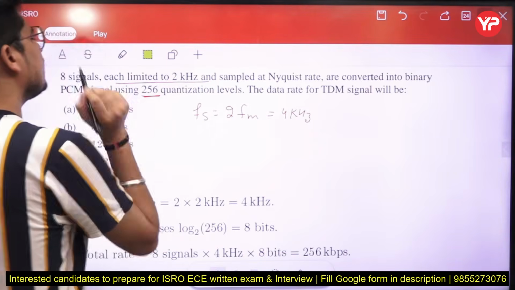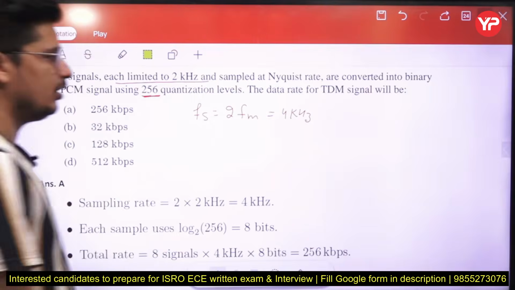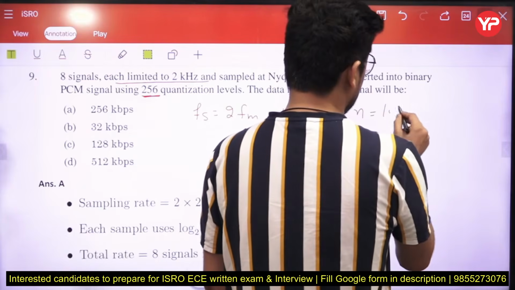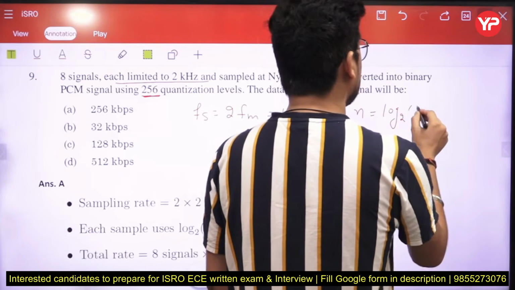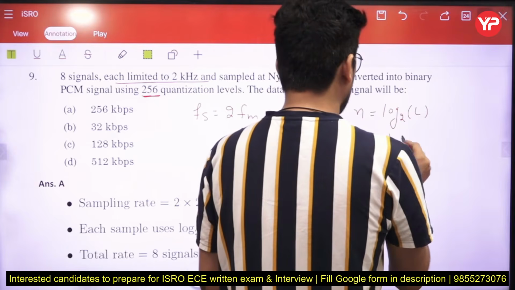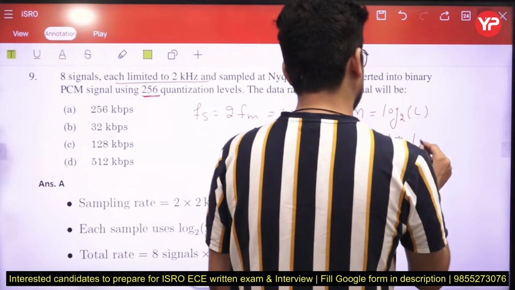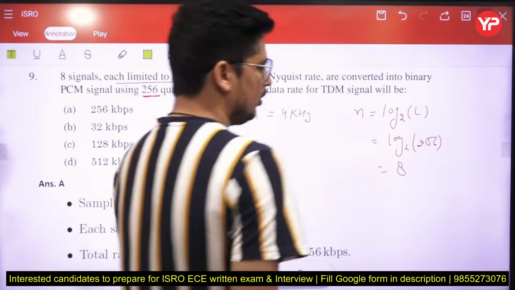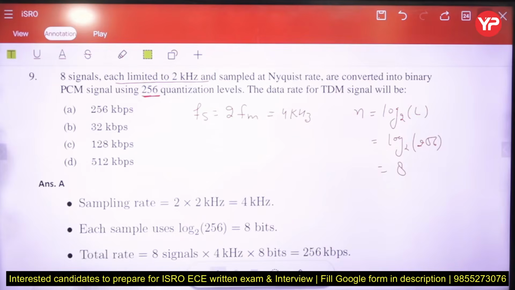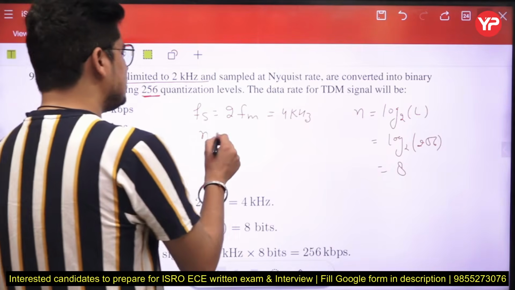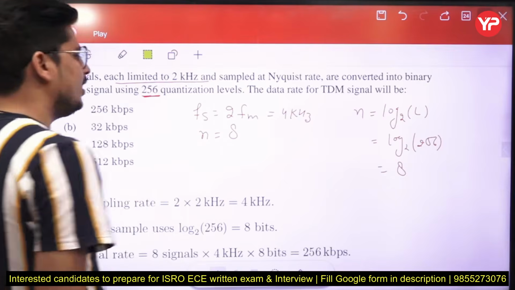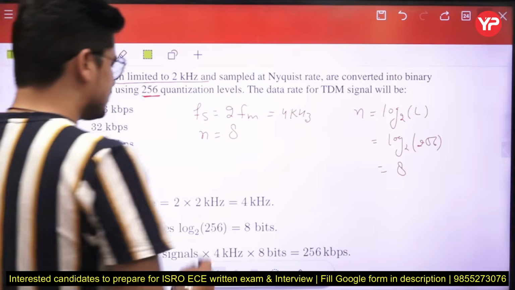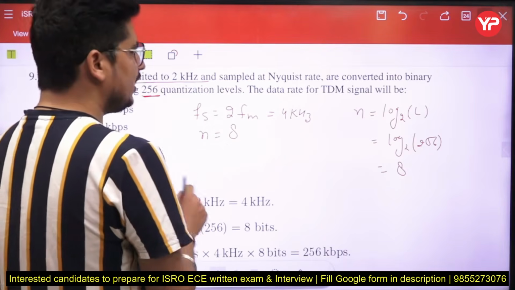We can calculate the number of bits from the quantization level. The number of bits required for each sample, n, can be represented as log base 2 of L. Log base 2 of 256 is 8. So each sample is represented by 8 bits. In TDM we will have 8 signals. So what is the data rate?